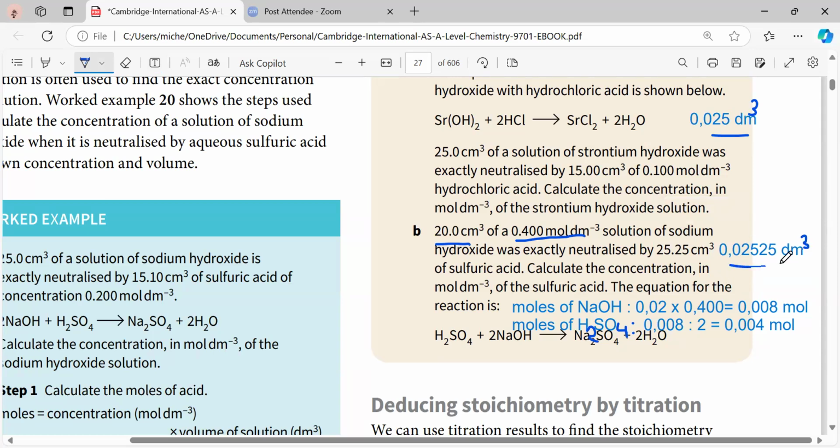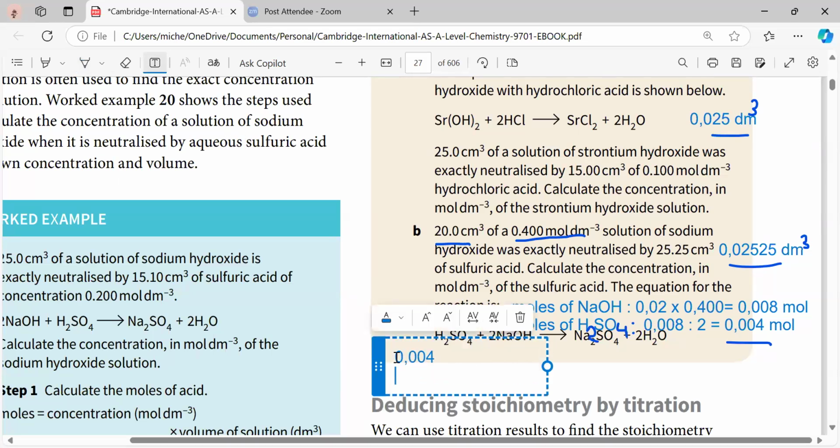So this is in cubic decimeters. We're going to use this number and this number as well. In order to find the concentration, once again, it's moles over volume. So we have it like this. Moles over volume: there'll be 0.004, and we're going to divide that by 0.02525.